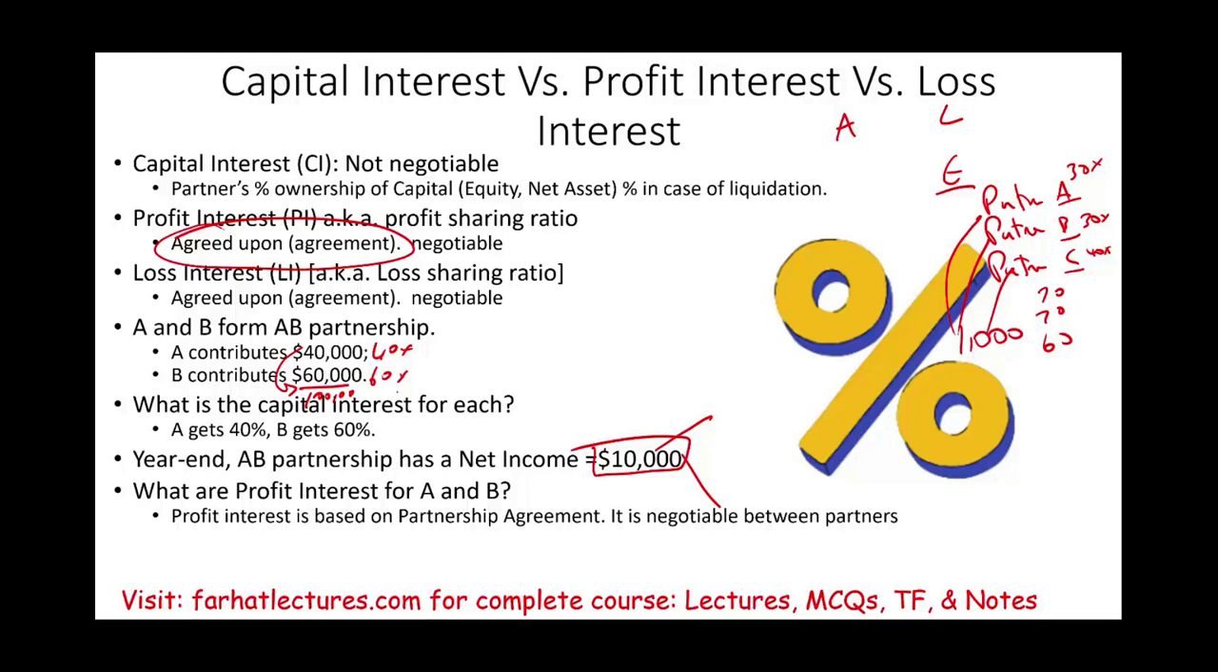So the partner's profit interest is based on the partnership agreement. It's negotiable between the partners. In the absence of that, you can go with those percentages, unless otherwise told. If not, you have what's called a special allocation, which is a different percentage. Unless otherwise told, CI equals PI and LI.